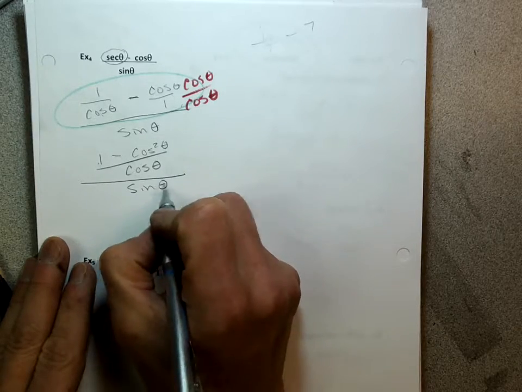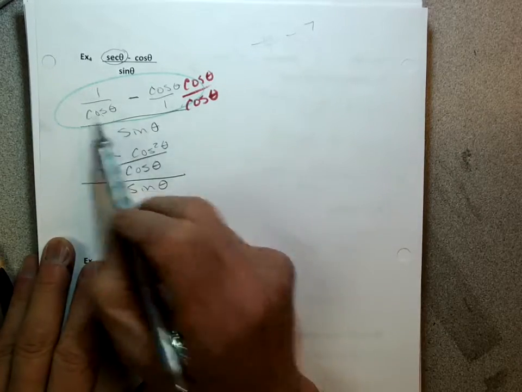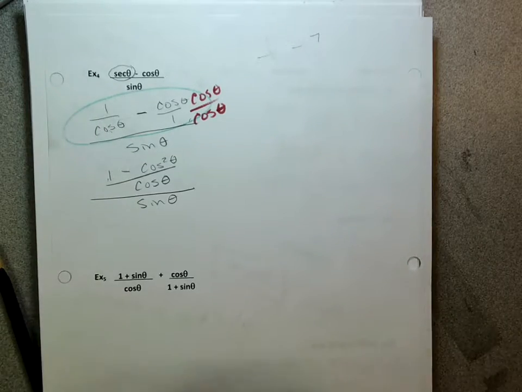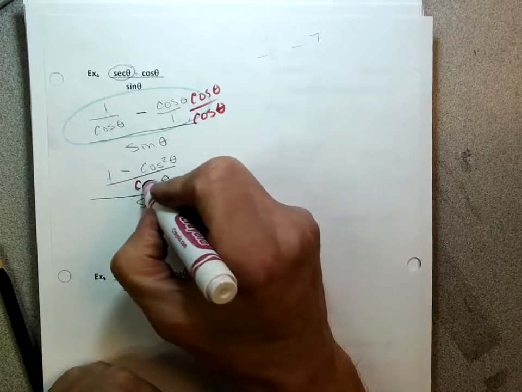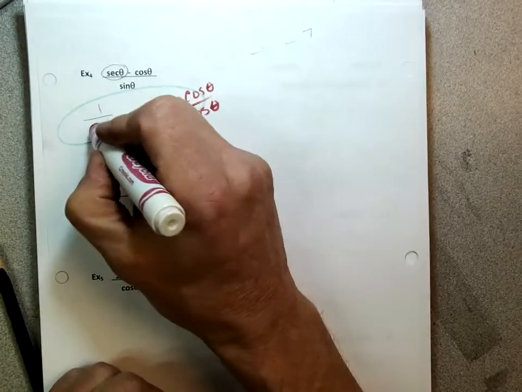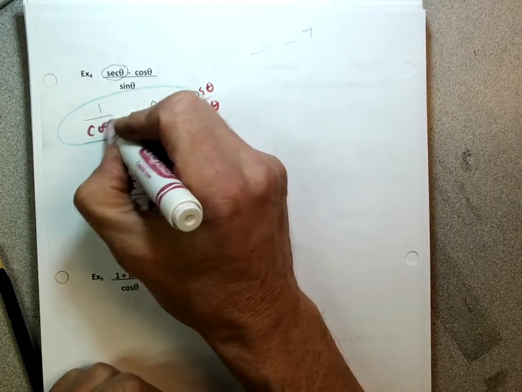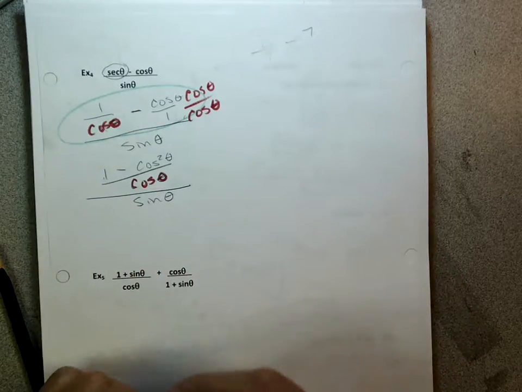Now I'll show you what I did. These two now have a common denominator of cosine theta. Wait, wouldn't the denominator be cosine squared? No. Great question. Glad you asked that.